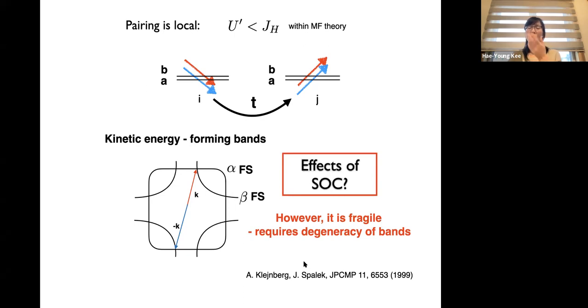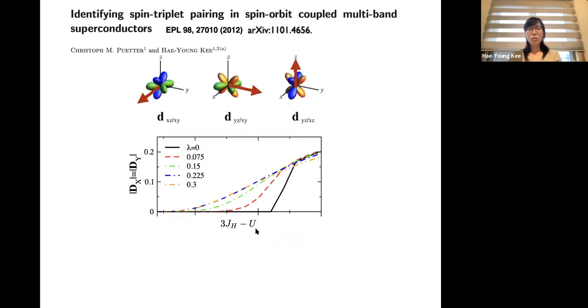Now, in this one, though, what has been missed is the effect of spin-orbit coupling. So let's see what that does. Okay, so this was earlier work that we have done. What we have noticed is that, if you look at this panel here, lambda is referring to the atomic spin-orbit coupling at a given site. It is the strength of the spin-orbit coupling.